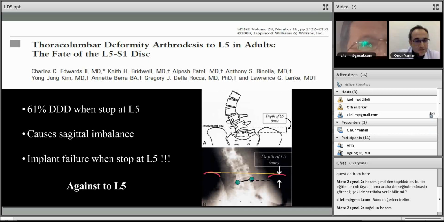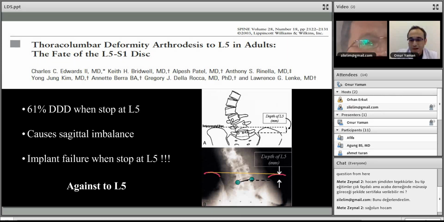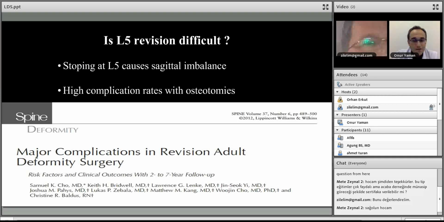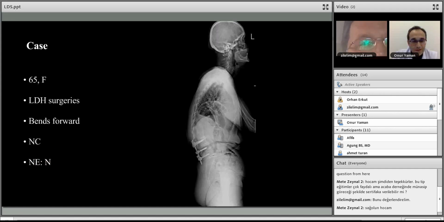Again, a paper stopping at L5, colleagues who are saying that you have to not stop at L5 tells us that they have a high degenerative disc degeneration at the adjacent segment here. So if you stop at L5, you may have really revision problems. And let me show you one of my cases.